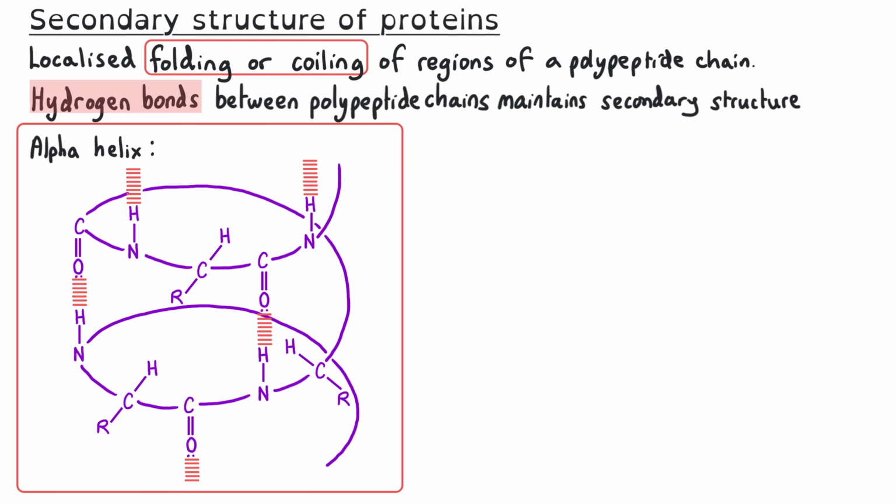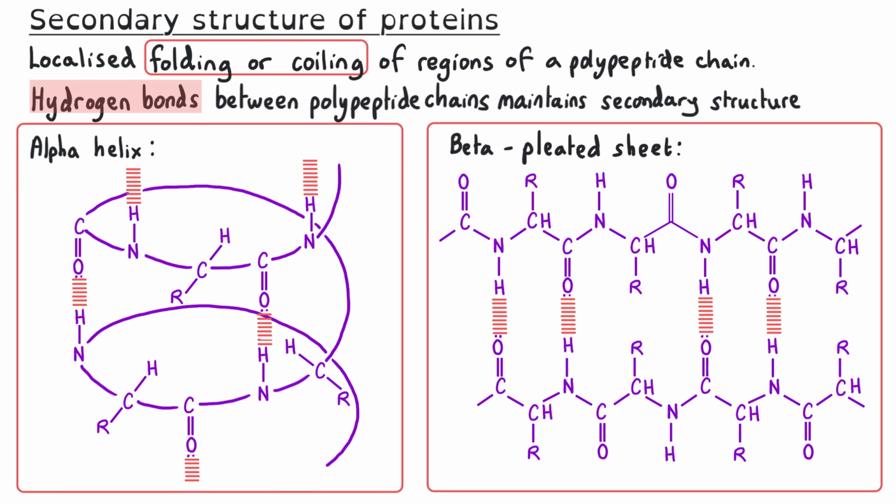One of these patterns is the alpha helix, a coiled spring-like shape where hydrogen bonds form between every fourth amino acid, holding the coil tightly together. This structure is common in fibrous proteins like keratin, which gives strength to hair and nails. The other main pattern is the beta-pleated sheet, where sections of the chain lie side by side and form hydrogen bonds between them. This gives a more rigid sheet-like structure, seen in proteins like silk.